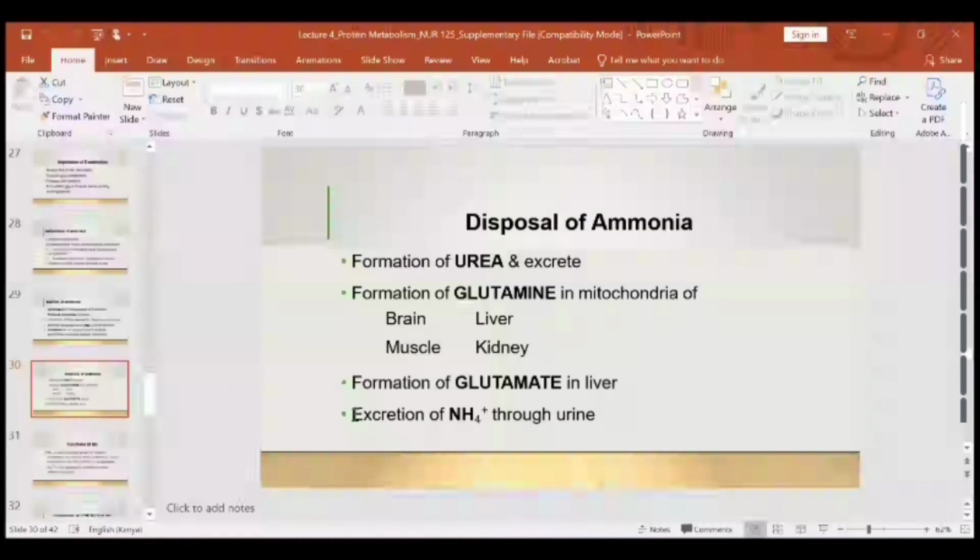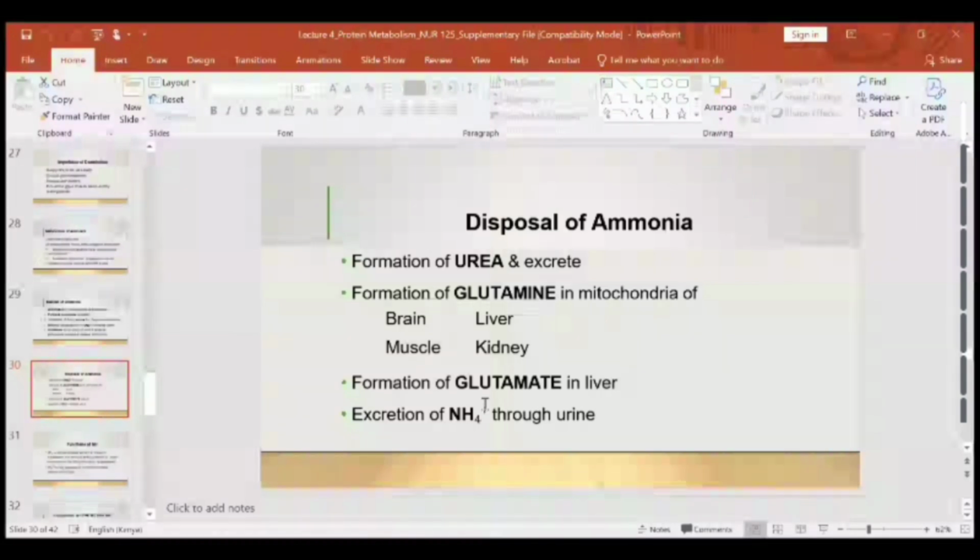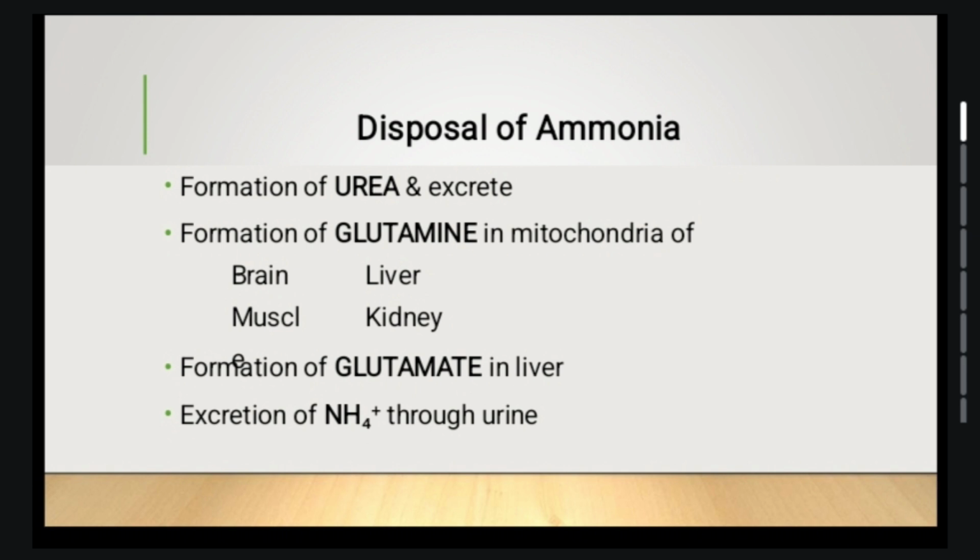So then how is it disposed? Because we've agreed that it's a very toxic molecule. It forms urea and then it's excreted. We've also seen that it forms glutamine, especially in the brain, muscle, liver, and kidney. Once it's in the liver, glutamine is converted into glutamate, which then releases ammonia. Ammonia can also be disposed of in the form of ammonium through urine. The ionized form of ammonia becomes ammonium, which can be excreted in urine. Majorly, it's converted to urea, then excreted.